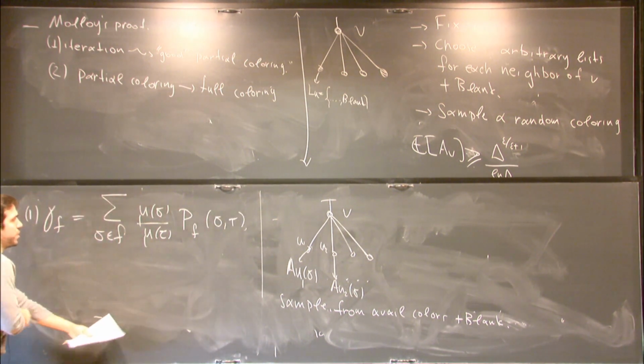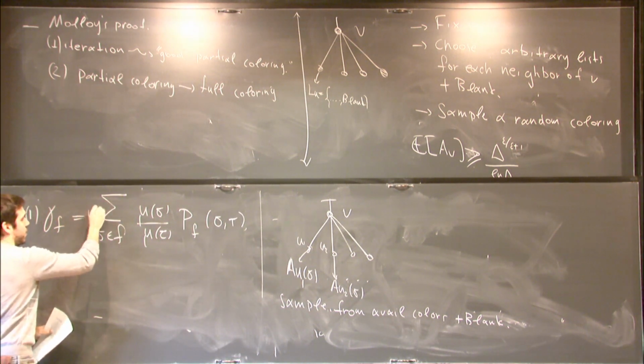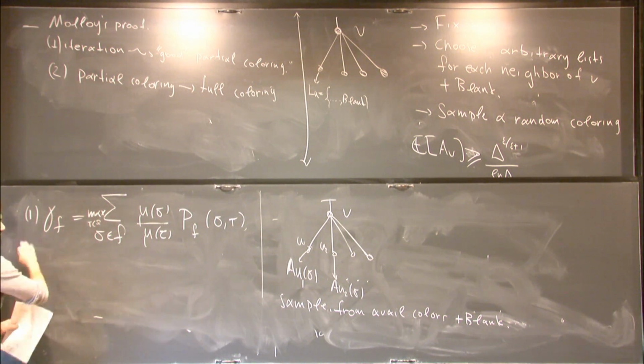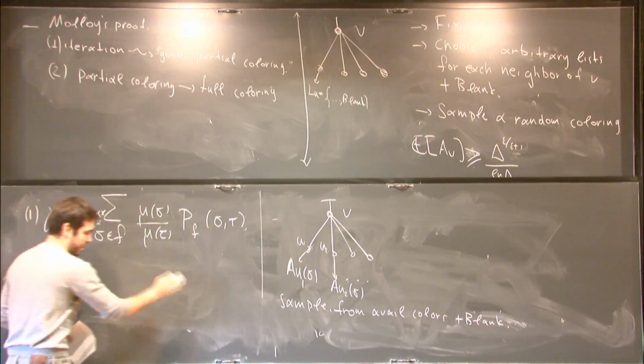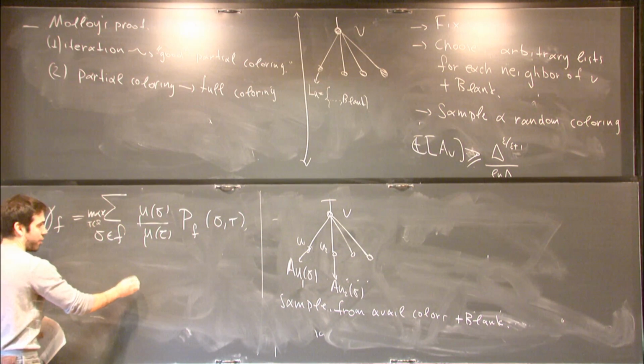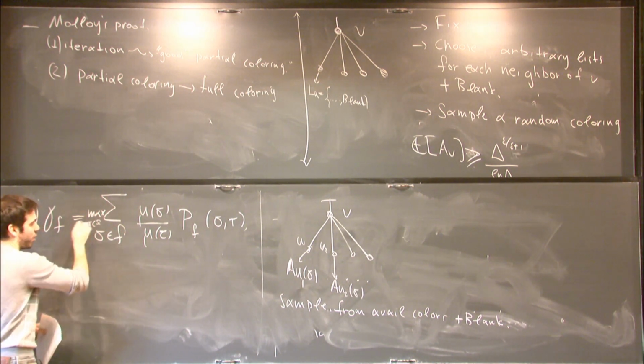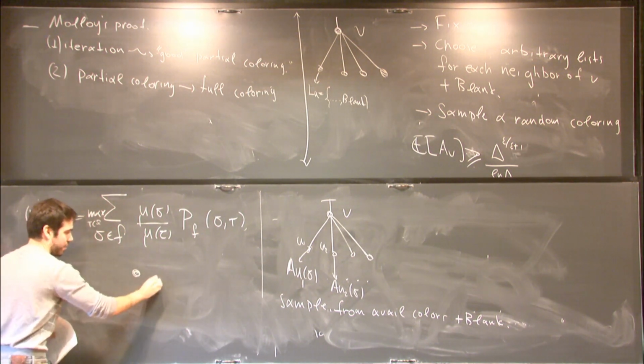So what is the sum? So for max over tau. So now I'll explain what this sum is in this case of Molloy's algorithm. So you go over all partial colorings tau.